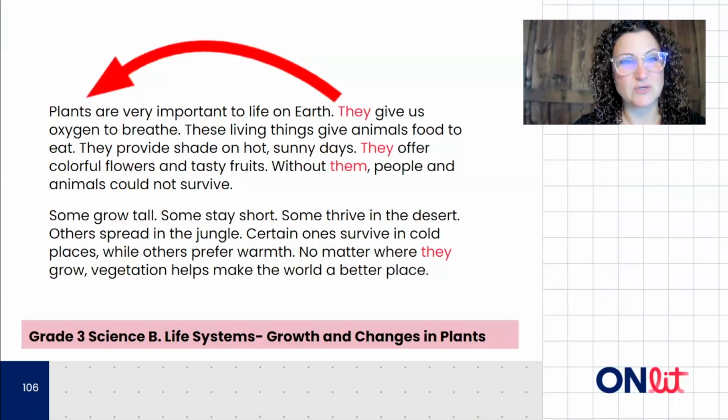Let's take a look at this short text about plants. The author only uses the noun plants one time at the very beginning of the text. Plants is the antecedent. Throughout the text, the author uses the pronouns they and them to refer back to the antecedent. The pronouns they and them are the reference.